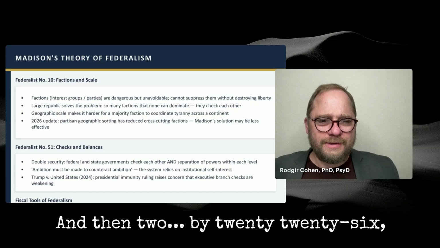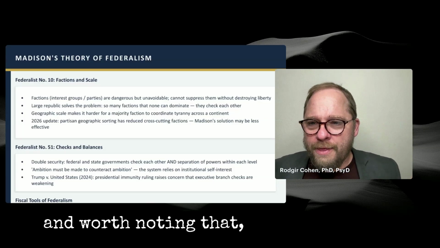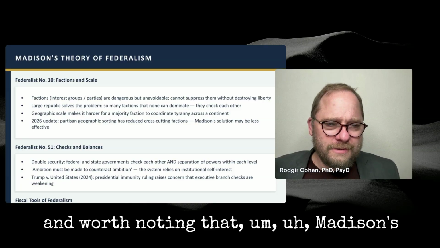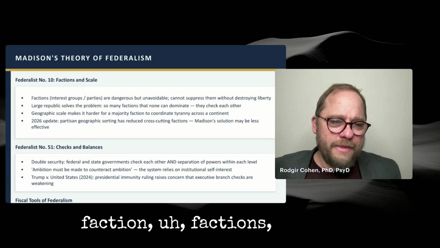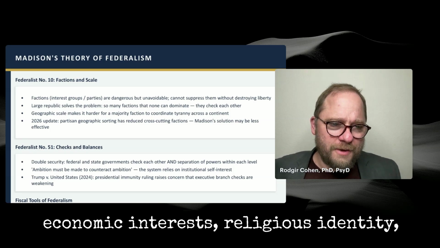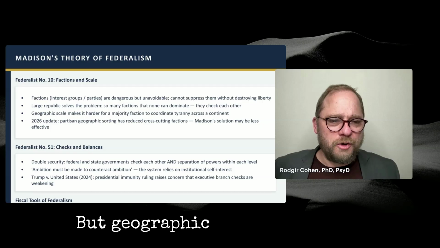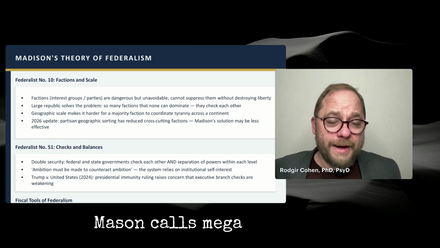By 2026, it's important and worth noting that Madison's solution assumed that cutting across factions, your economic interests, religious identity, regional identity, and class, would not align with the same partisan side. But geographic partisan sorting has produced what Lilliana Mason calls mega-identities.